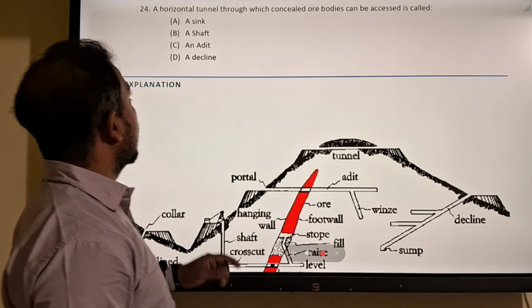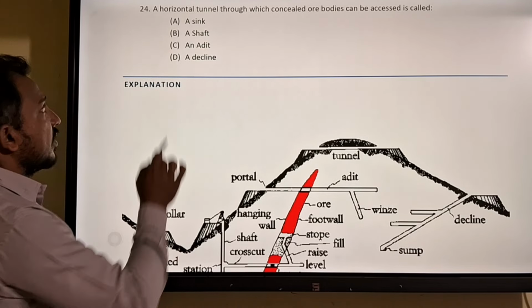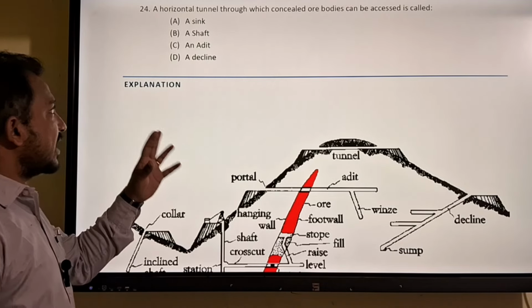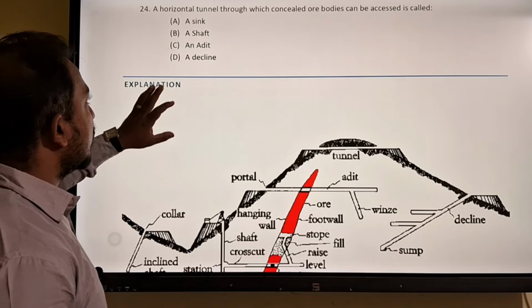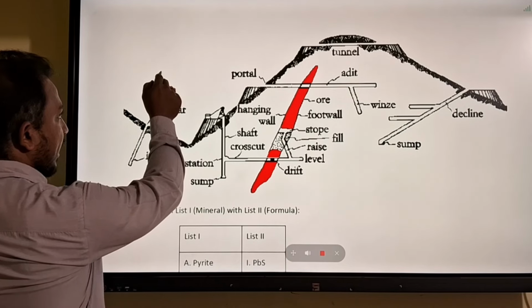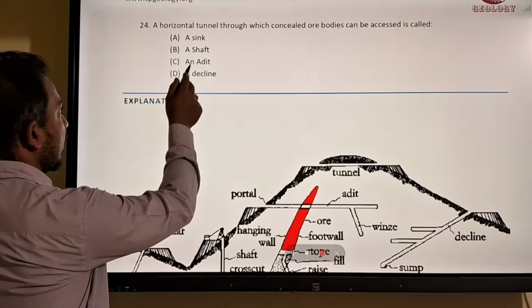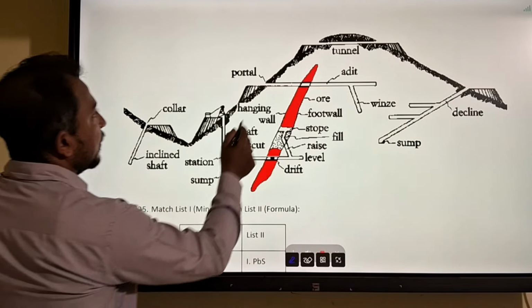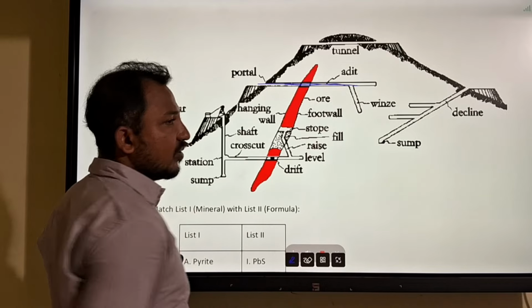So next comes, a horizontal tunnel through which concealed ore bodies can be accessed is called as. These horizontal tunnels are used in underground mines. Zinc is not a mining term, so it is not related to mining. Sump, adit, decline, they are all related to mining terms. So here is a diagram that indicates all these things. These horizontal tunnels are called adit. You can see here, this is a horizontal tunnel that goes across the ore body, that is called your adit.